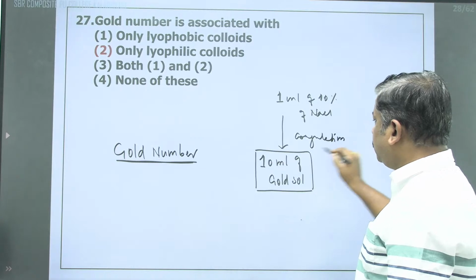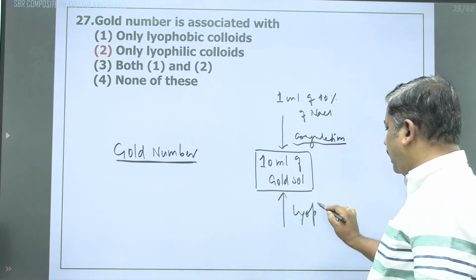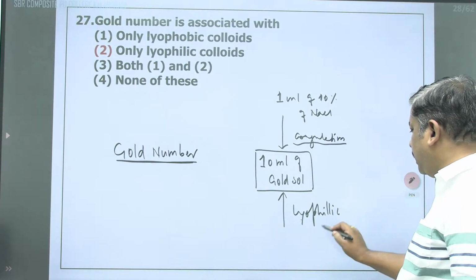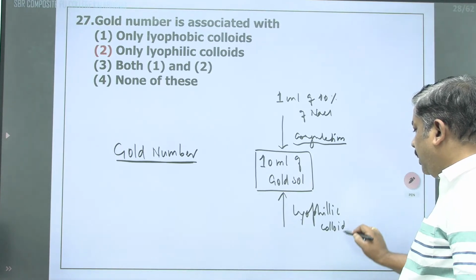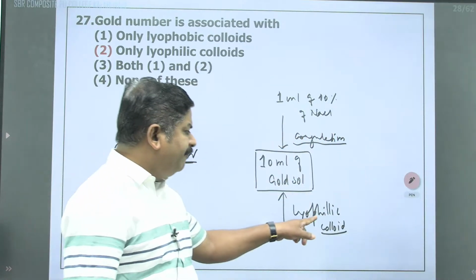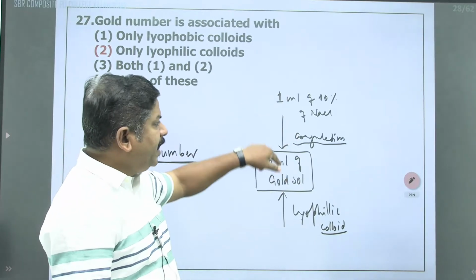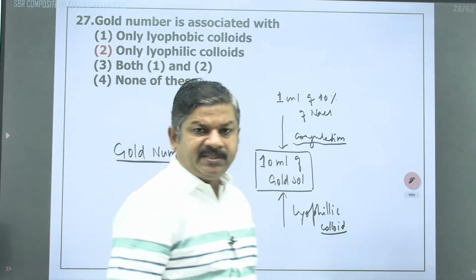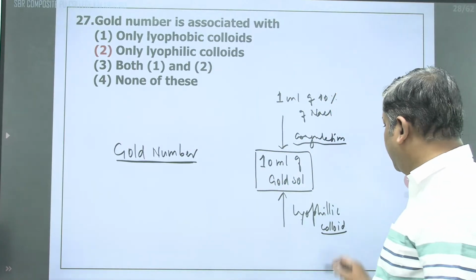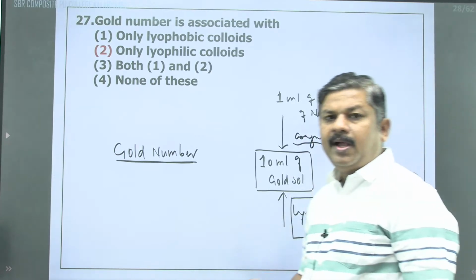When 1 ml of 10% sodium chloride is added, it undergoes the process of coagulation. This coagulation is prevented by adding a certain amount of lyophilic colloid. Lyophilic colloid acts as a protective colloid. This protective colloid prevents the coagulation of 10 ml of gold sol, which is subjected to coagulation by adding 1 ml of 10% sodium chloride solution. This process is commonly called the gold number.